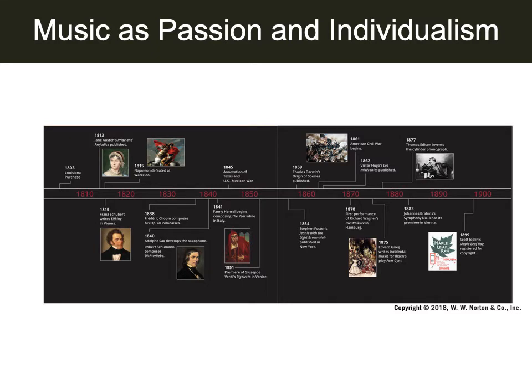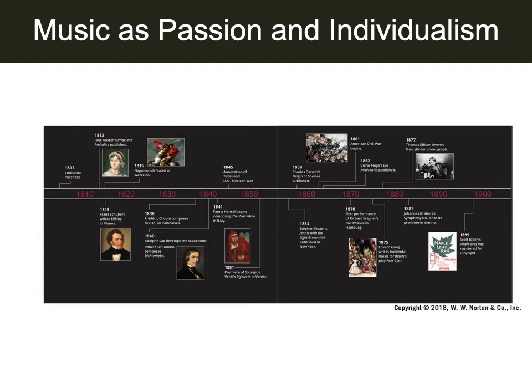1841, Fanny Hensel begins composing The Year while in Italy. 1845, the annexation of Texas and the U.S.-Mexican War. 1851, the premiere of Giuseppe Verdi's Rigoletto in Venice. Rigoletto is an opera, and Verdi peaks throughout the entire Romantic era. He is the greatest Italian opera composer in the Romantic era.